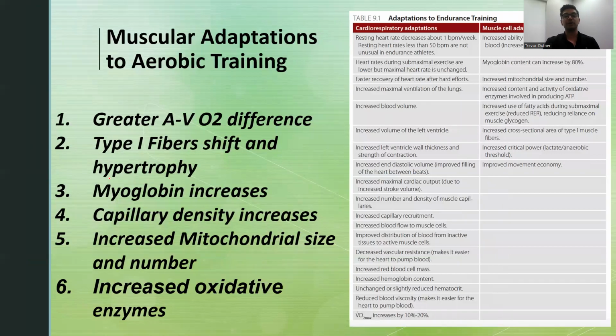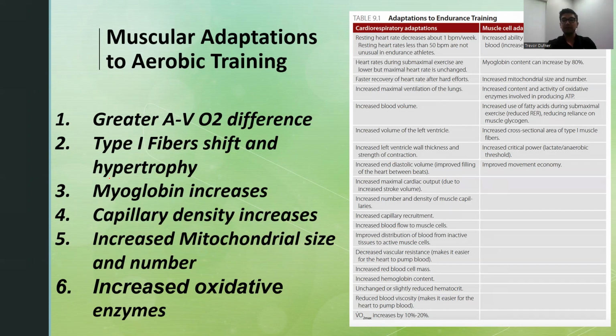So you're going to see greater a-VO2 difference. So the myoglobin within the muscle, the ability of the muscles to extract and utilize that oxygen, is going to increase. You're going to see a type 1 fiber shift and hypertrophy of those type 1 fibers, mostly due to sarcoplasmic hypertrophy and an increase in mitochondrial density and size. You're going to see myoglobin increases.